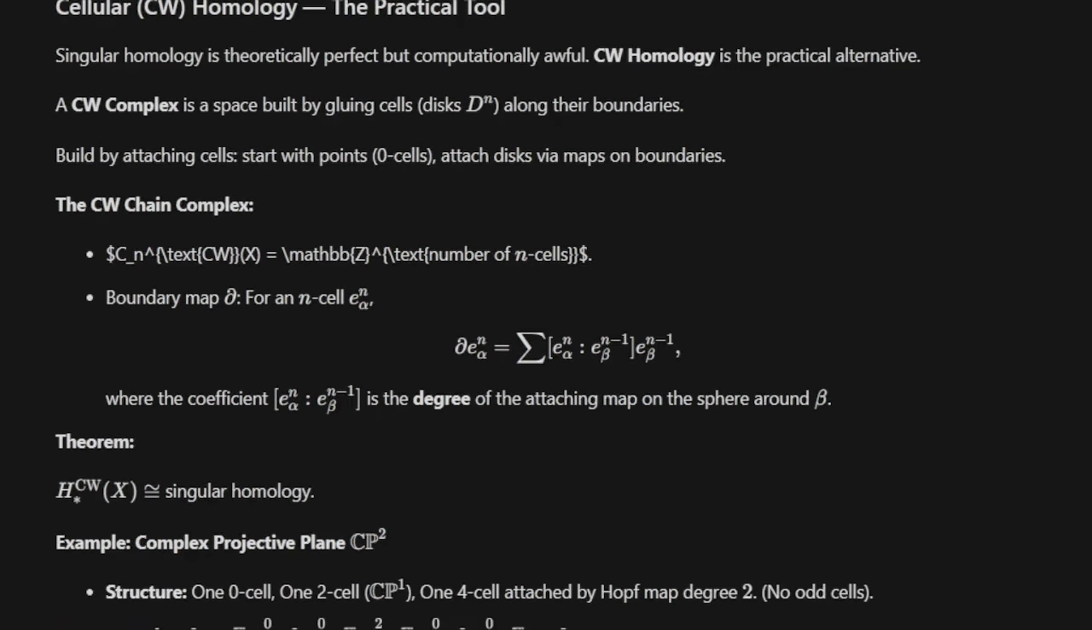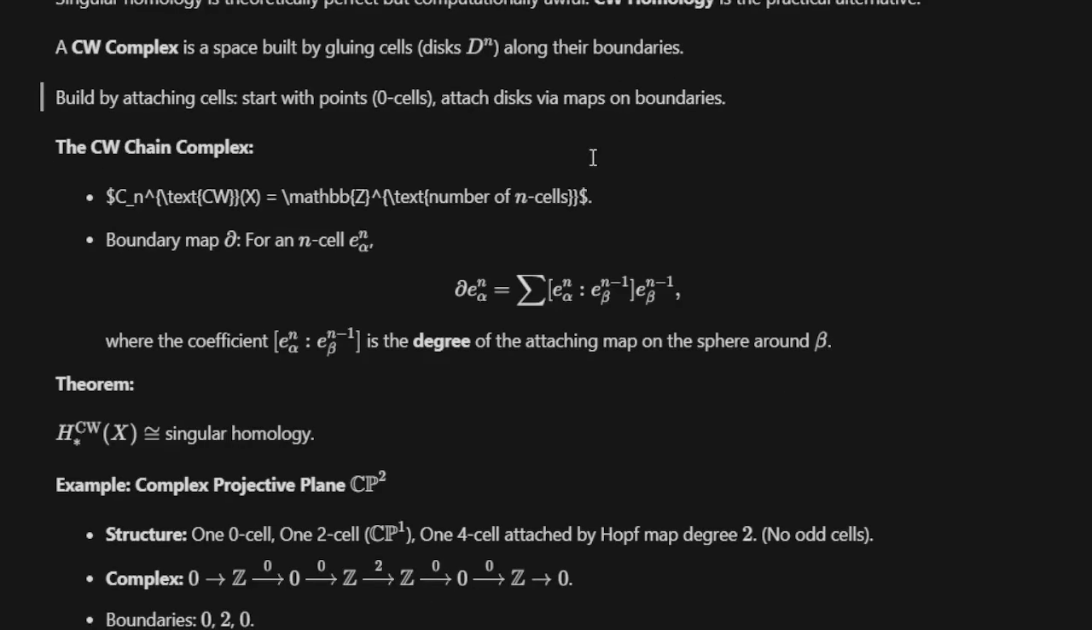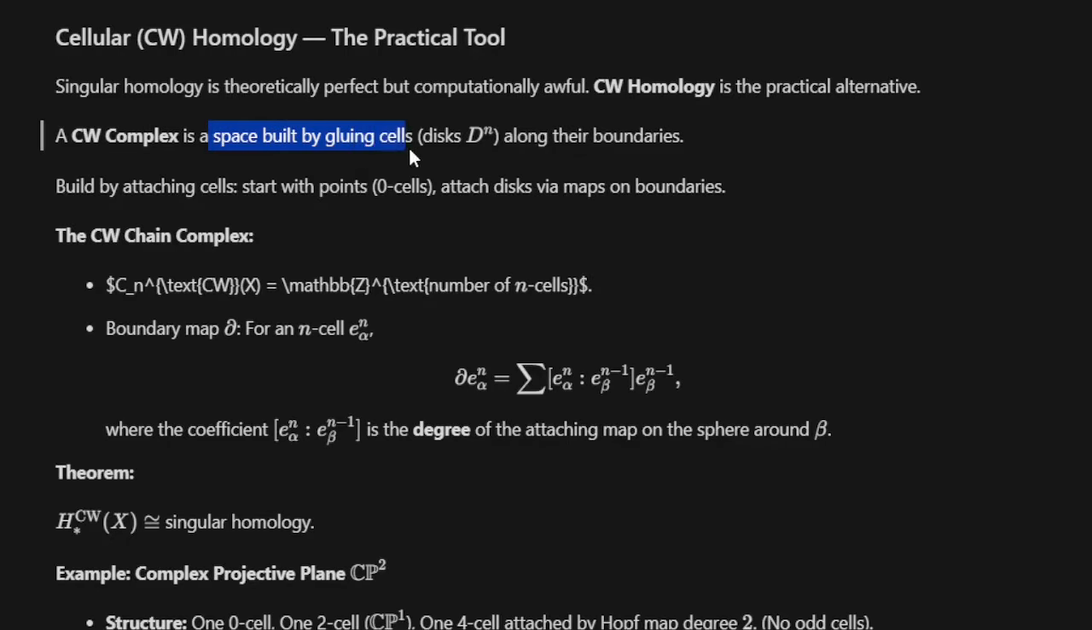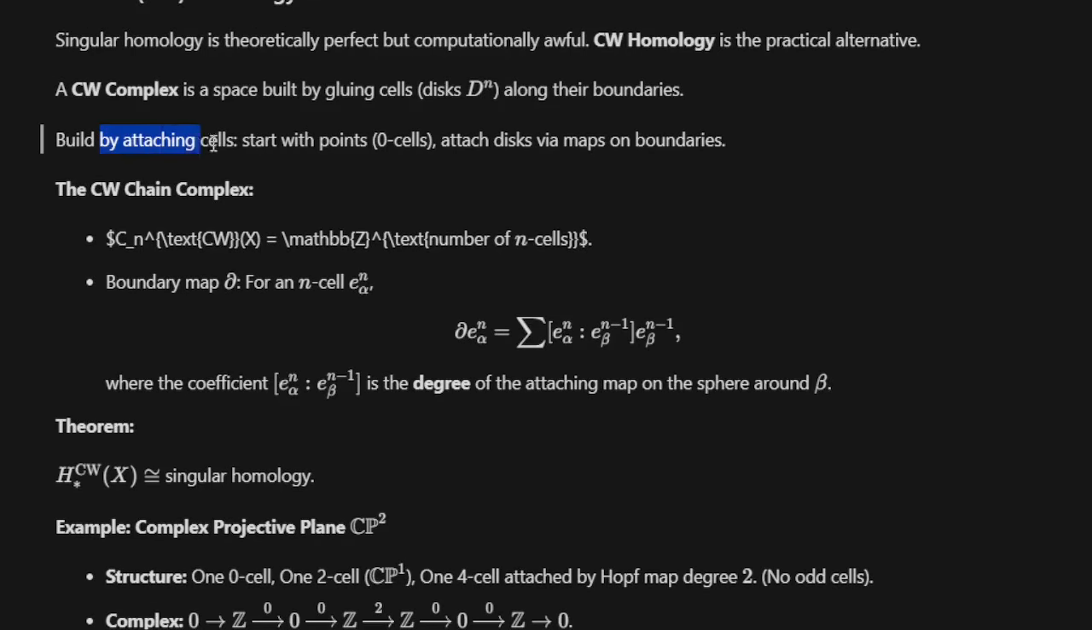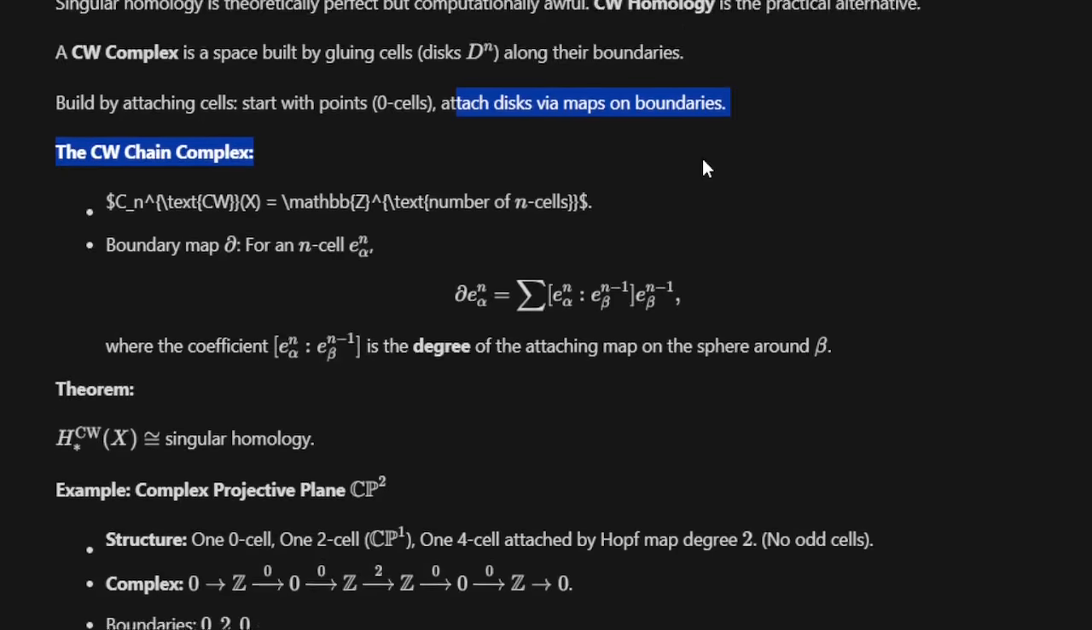Now, what does this allow us to do? For actually calculating, we're going to use cellular homology, or CW complexes. And instead of using infinite singular simplices, we can build the space out of a finite number of cells, or disks. So we can say a CW complex is a space built by gluing cells along their boundaries, and by attaching cells, we can start with points, 0-cells, and attach disks via maps on boundaries.